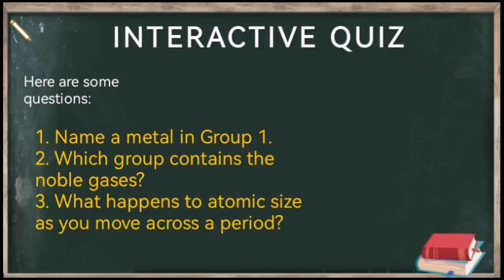Okay, let's test what we've learned. Here are some questions. Number 1: Name a metal in Group 1. Number 2: Which group contains the noble gases? Number 3: What happens to atomic size as you move across a period?